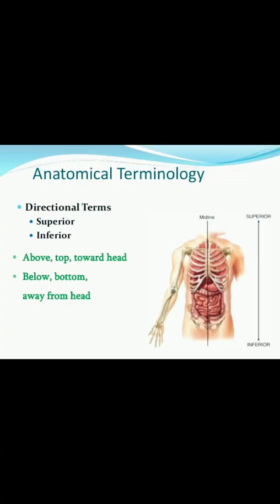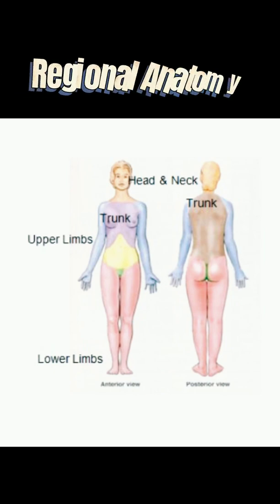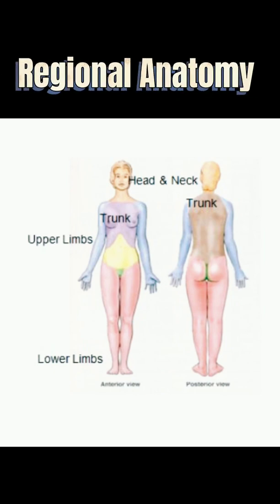So hello everyone, this is all about anatomical terminology and directional terms, which includes superior and inferior. This is above, top, toward head, below, bottom, and away from head. So let's discuss first the regional anatomy, which is head and neck, limbs, upper limbs and lower limbs, trunk, thorax and back, abdomen, perineum and pelvis.